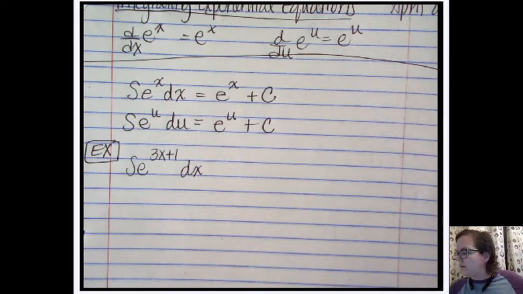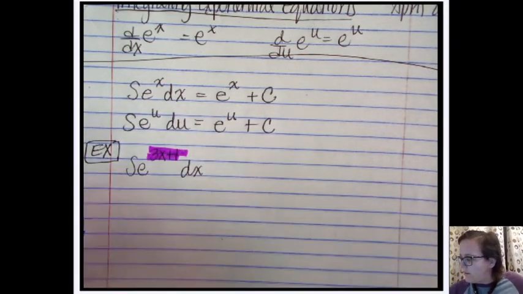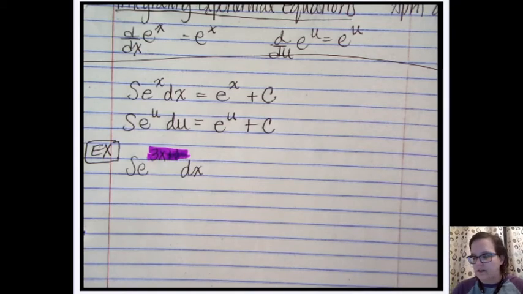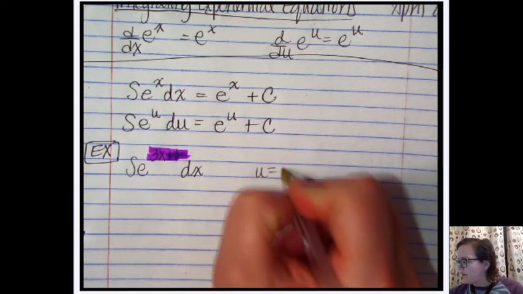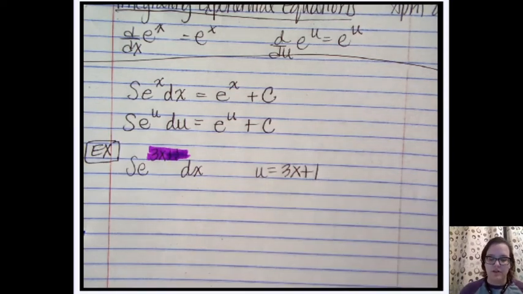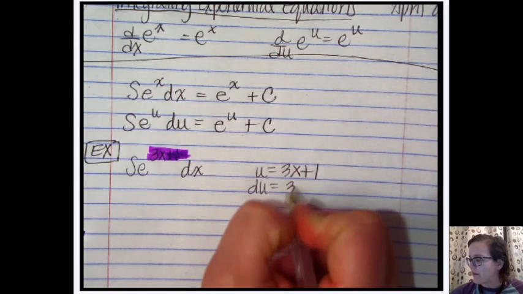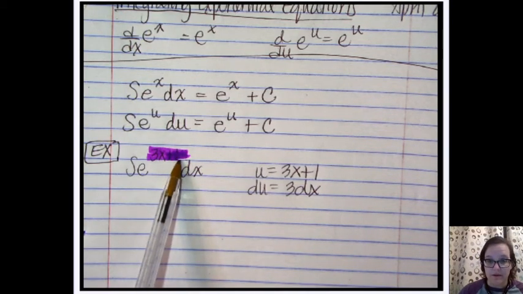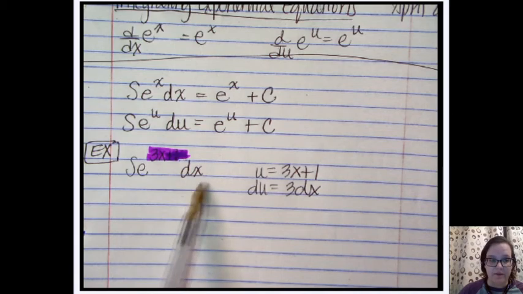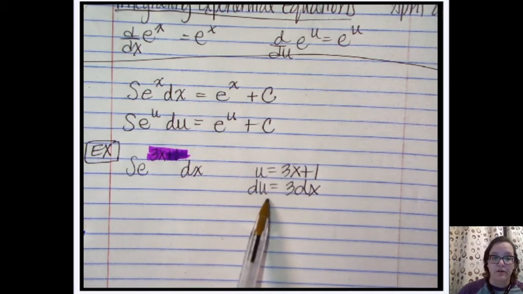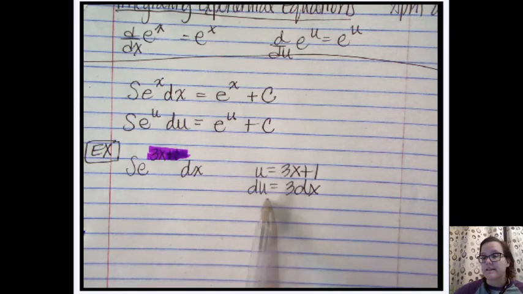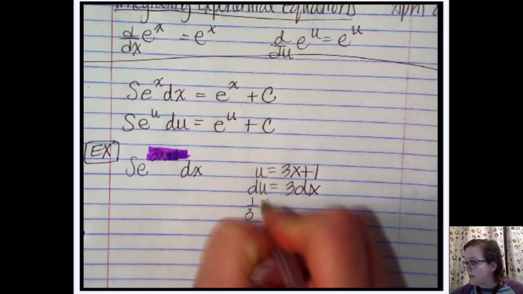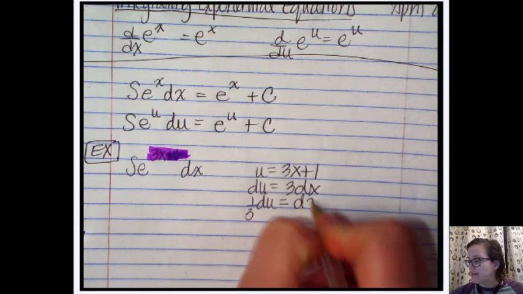So let's let u be our exponent. So u is equal to 3x plus 1, and we need to take the derivative with respect to x, so we get du equals 3 dx. We can replace our exponent with u, but we still have that dx we have to rewrite. We are pretty close, but how do we get dx by itself? We just divide by 3. So we have a third du equals dx.